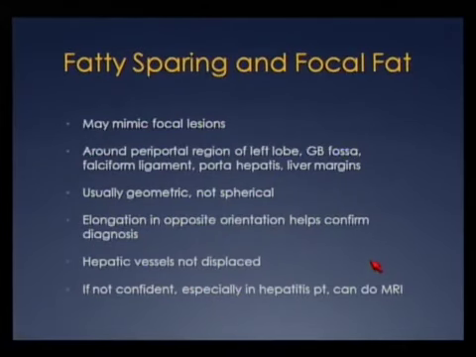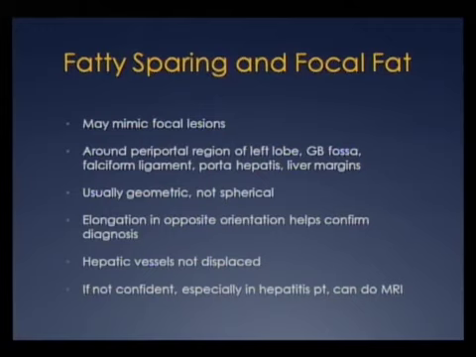Now, fatty sparing and focal fat may mimic liver lesions, and we typically see these around the periportal regions of the left lobe of the liver, the gallbladder fossa, falciform ligament, porta hepatis, and the liver margins. Fatty sparing and focal fat are usually geometric, not spherical, and if you put your transducer in the opposite plane, it should elongate, so this should help differentiate these entities from a liver mass. One of the other hallmarks is that the hepatic vessels are not displaced.